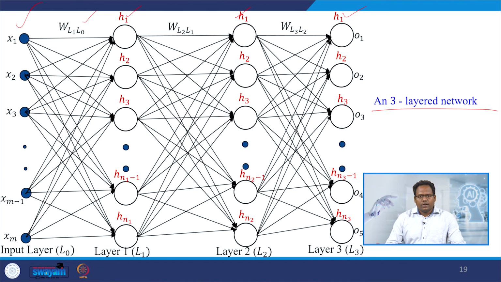Because the third layer is the output layer, H1 is represented as O1, H2 as O2, H3 as O3 and Hn3 as On3. Accordingly, the outputs of the neurons of the output layer are represented by O1, O2, O3 up to On3.